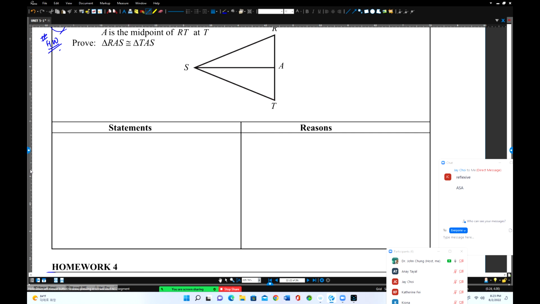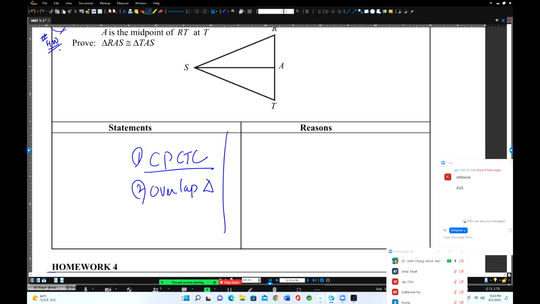Next time we're going to go into CPCTC and overlapping triangle proofs. Only two topics, and then we will have finished all triangle congruence proofs. That is the main idea in geometry, okay? All right, I'll show you next time.